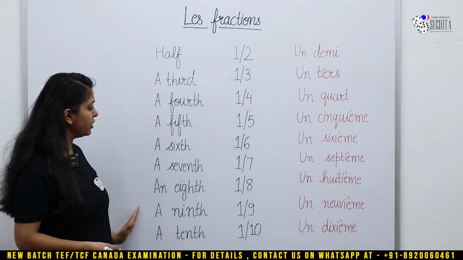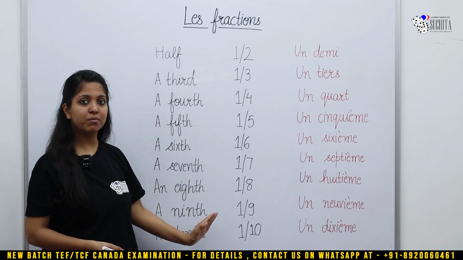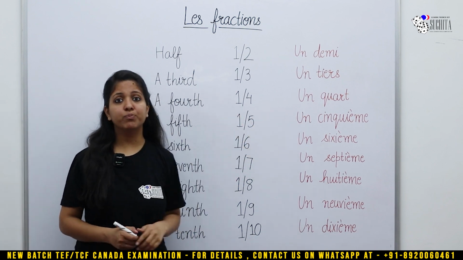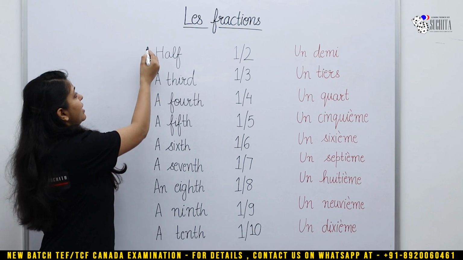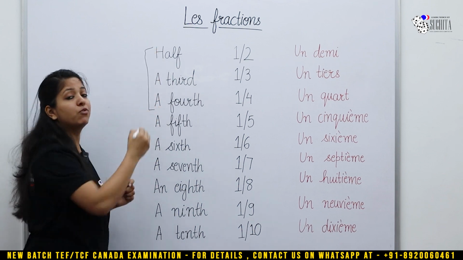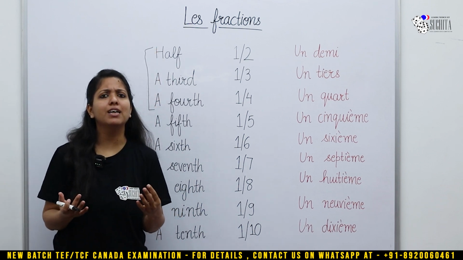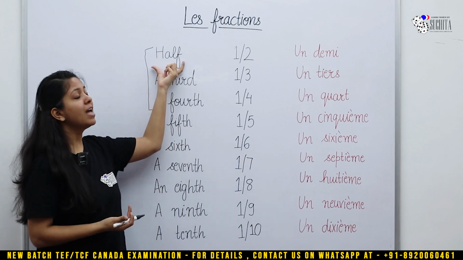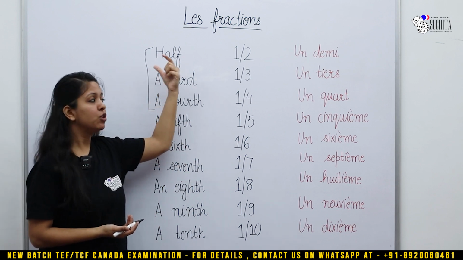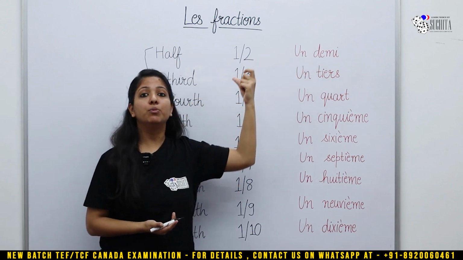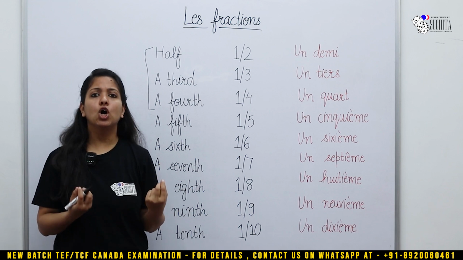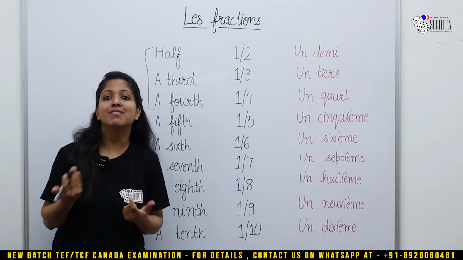Now here I have written in front of you a few fractions, and I'm going to tell you how do you say that in French, okay? Now, first let's learn how do you say the first three fractions, because there is no logic for that, as in you have to learn how you have to say them. For example, half. Half, you say as un demi. Un demi. You need to learn that. Un demi. Demi actually means half.